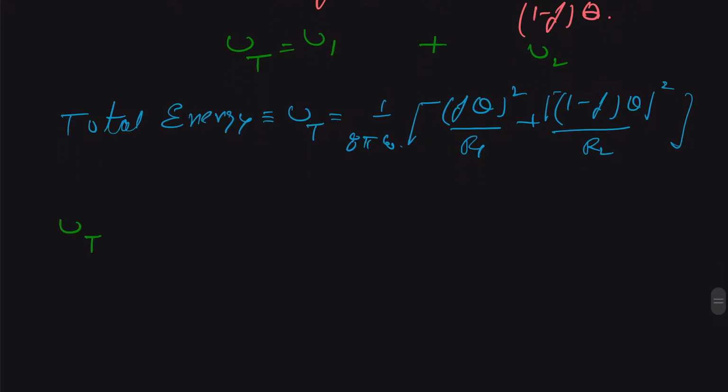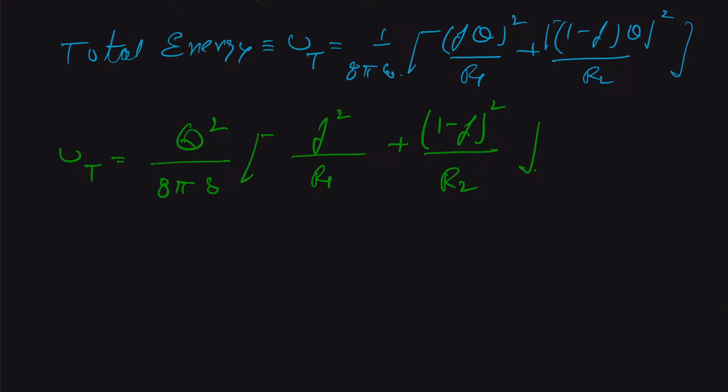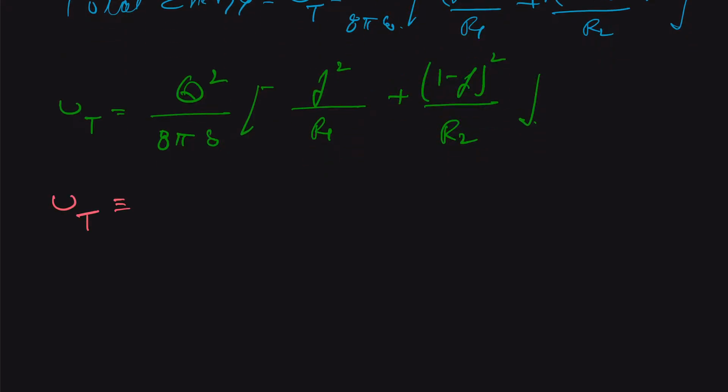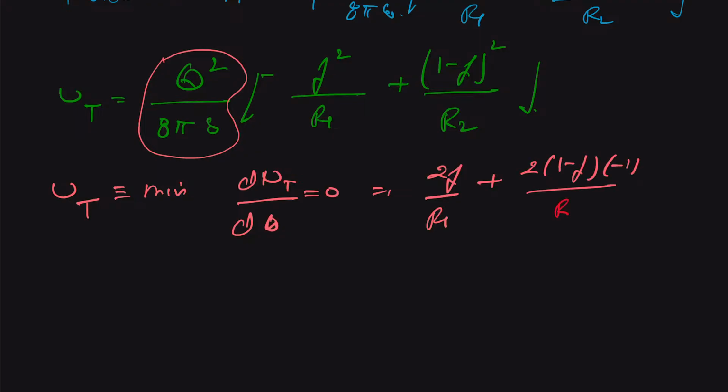So we get our total energy equal to Q square upon 8 pi epsilon naught times f square upon r1 plus (1 minus f) whole square upon r2, and we want it to be a minimum. So once again, we want the total energy to be minimum. So we differentiate it with respect to f and put it equal to 0. And if you differentiate it, we can just ignore this part. So we get 2f upon r1 plus twice (1 minus f) times minus 1 upon r2 is equal to 0.